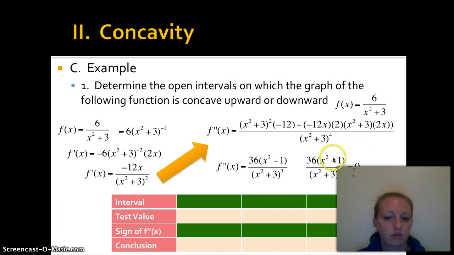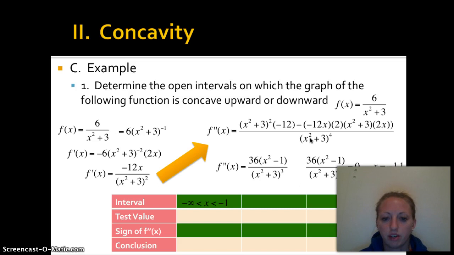Well, the bottom never goes to 0 because you're adding and squaring, meaning no matter what you put in, you're going to get a positive number. So we just have to worry about the top. And what makes this go to 0? Well, it goes to 0 when x squared minus 1 is 0, which is when x equals negative or positive 1. Again, we weren't given an interval, and so we're going to use negative infinity to infinity.